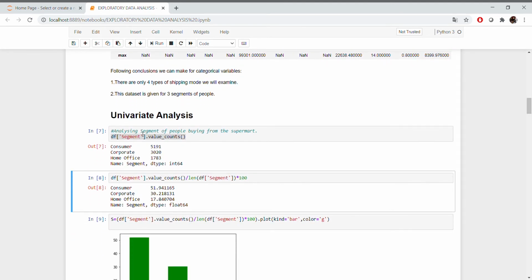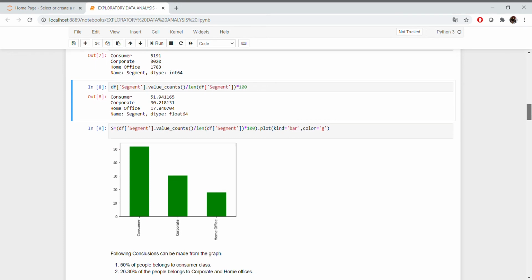First we'll analyze the segment of people buying from the supermarket. So df segment value_counts, but from this we cannot get exactly what percent of people are buying from the supermarket. So we will find it by dividing by the length and multiplying by 100. From this we can get that 51% belong to consumer, 30% to corporate, and 17% to home office.